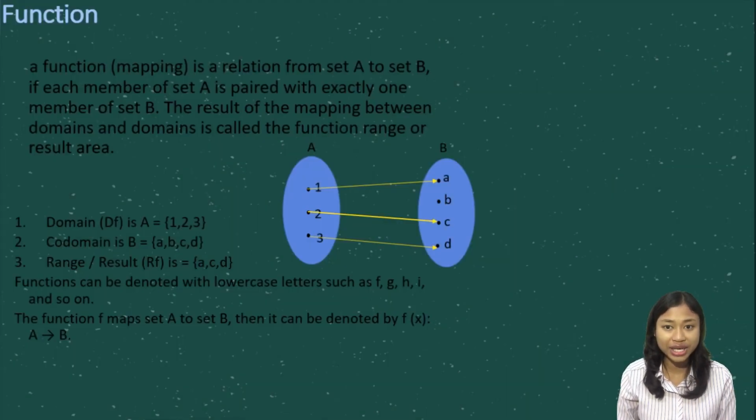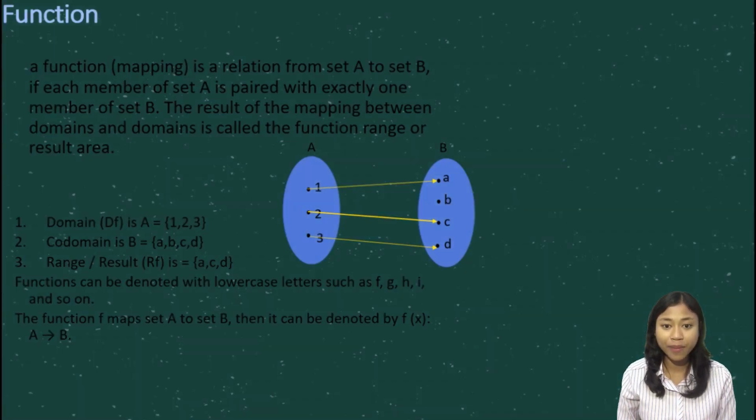Function. A function is a relation from set A to set B if each member of set A is paired with exactly one member of set B. The result of mapping between domain and codomain is called the function. First, the domain is A equal to 1, 2, 3. Second, the codomain is B equal to a, b, c, d. The third, range or result area, is equal to a, c, d.